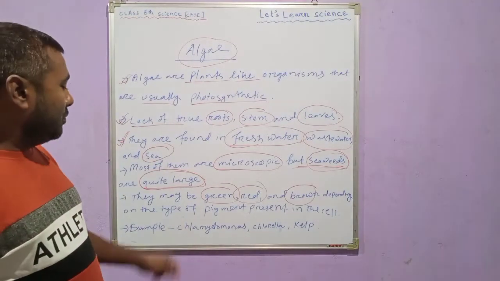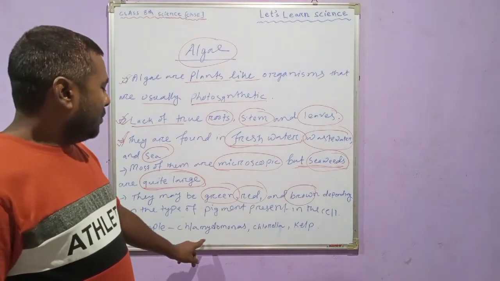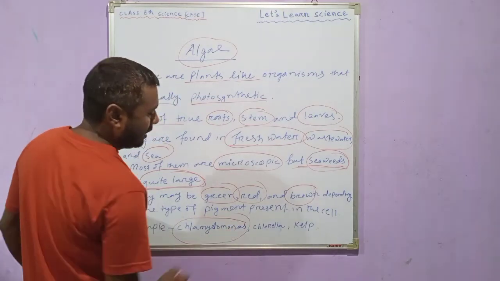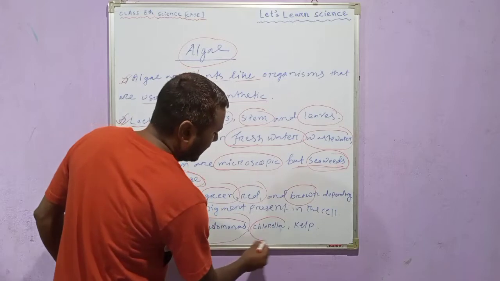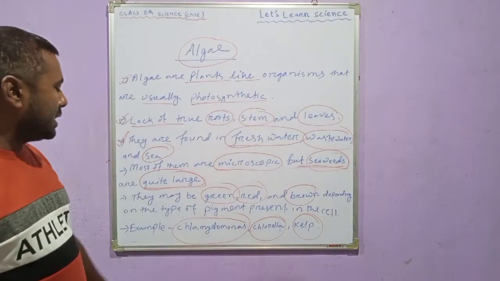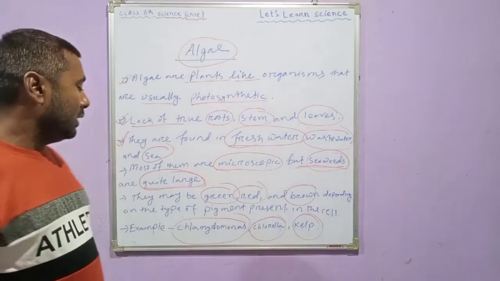Examples of some algae are Chlamydomonas, Chlorella, and kelp. So these are some of the examples of algae.